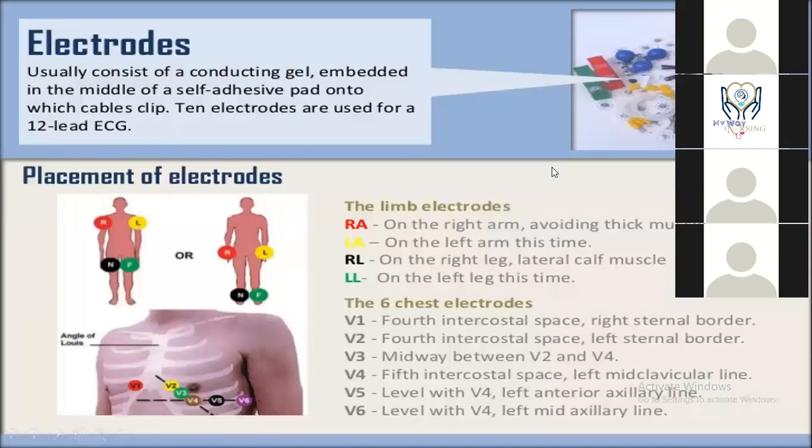This is for nursing purposes, the electrodes. In the color coding, aVR is the red color, aVL, the left arm, is yellow, and aVF, the left leg, is green, with black on the right leg. These are the colors on the chest: V1 red, yellow, green, and then brown, black, and purple.